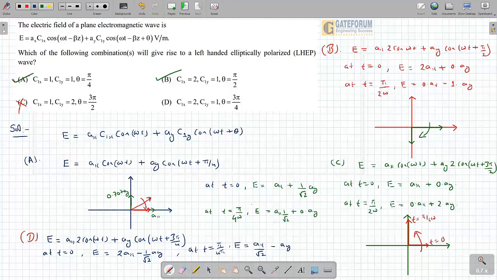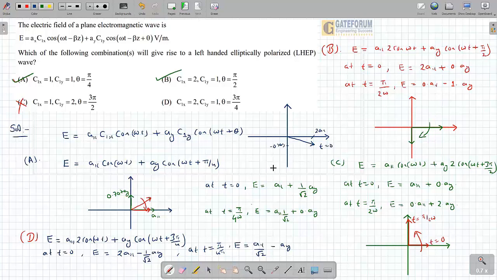So what I'll do is, I'll try to plot this over here. Just check, I'm plotting this for option D. So the first point is 2Ax and minus root 2 Ay. That point is somewhere here. Okay, this is 2Ax, minus 0.707 Ay. This is at t equal to 0.